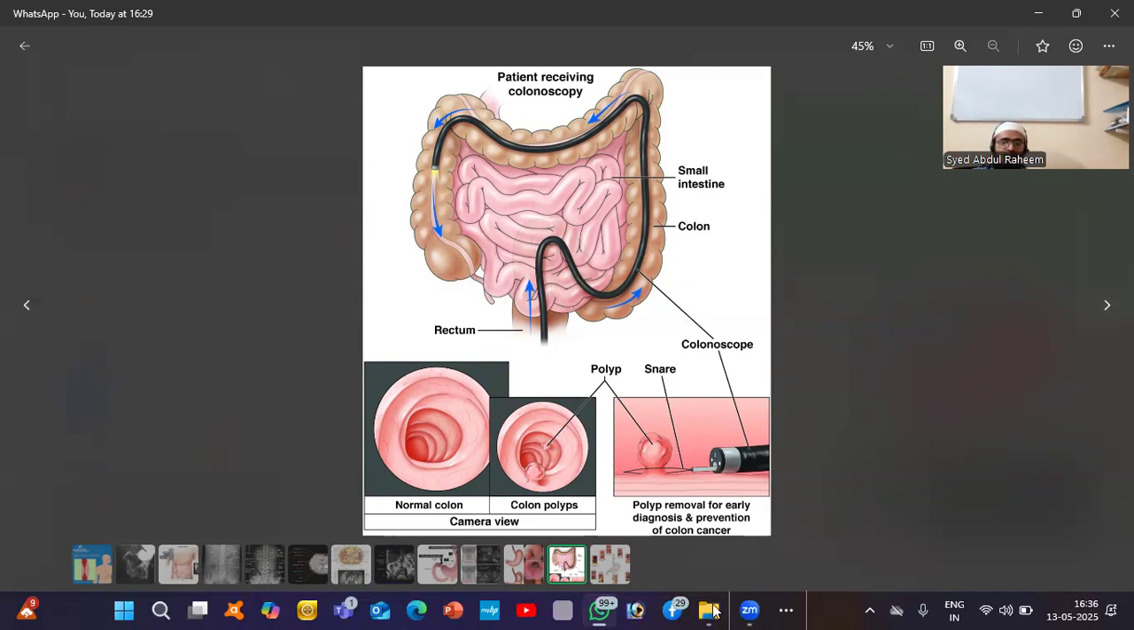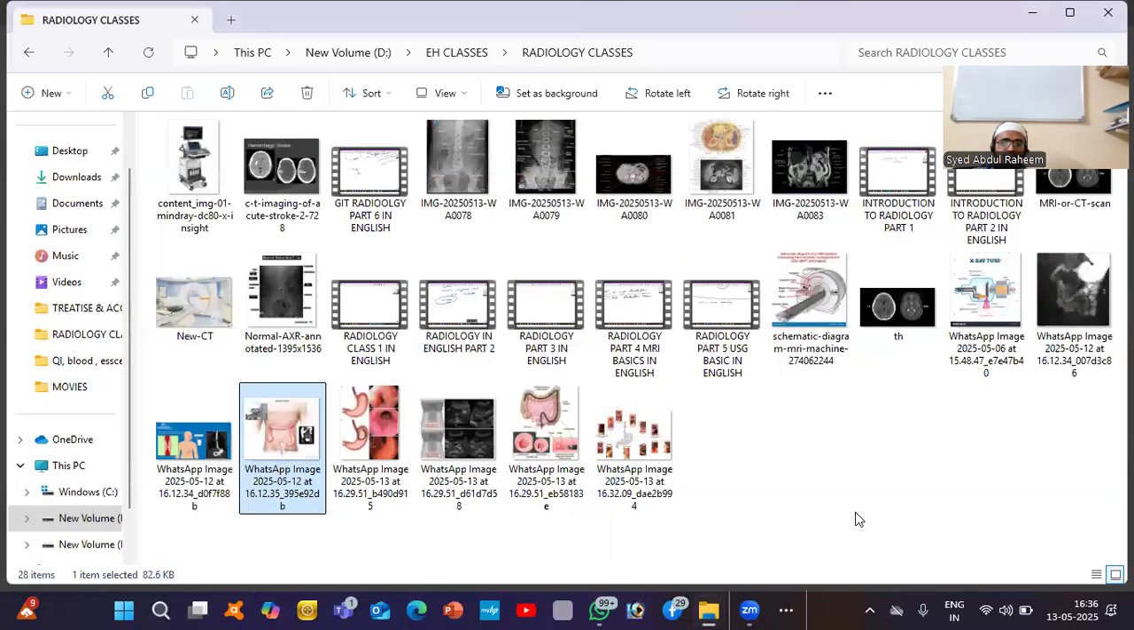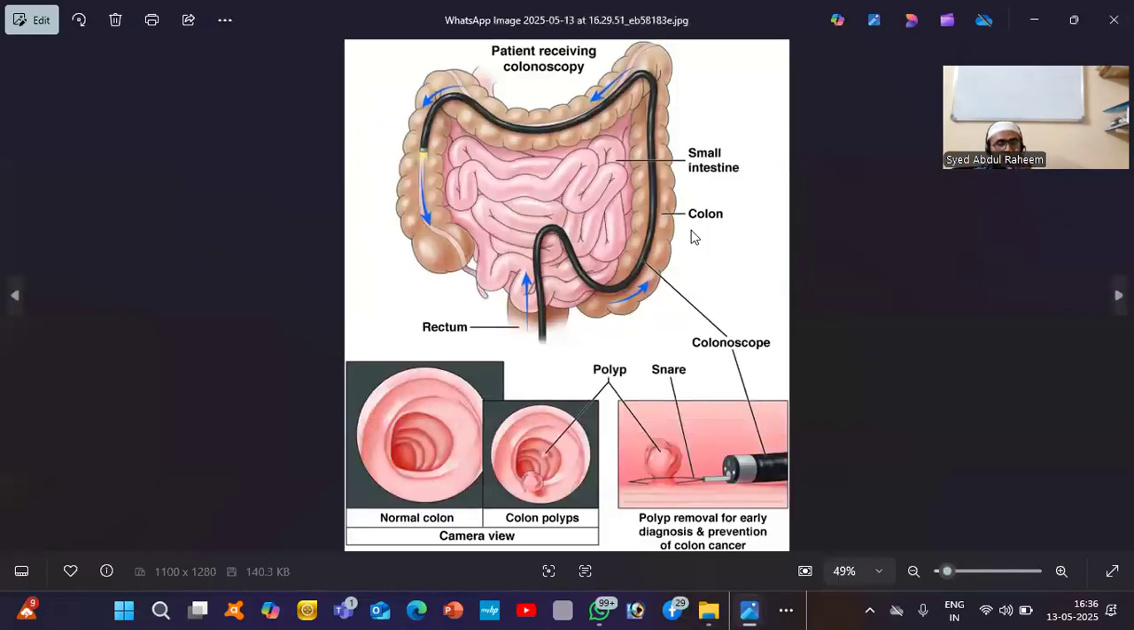Okay. So these are the images, this is the image of colonoscopy. We will get the image mostly in color only. So we have ultrasound that is left. We'll discuss tomorrow the anatomy of the abdomen in ultrasonography. Okay, any doubts regarding that you can ask.